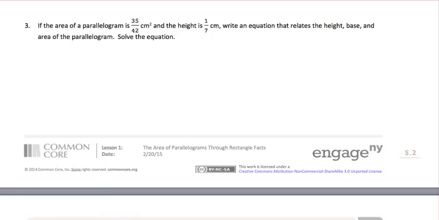So now in question number 3, they're giving us the area of the parallelogram and the height. They're asking us to write an equation that relates the height, the base, and the area of the parallelogram, and then solve the equation. So as a review, the area of a parallelogram is base times height.